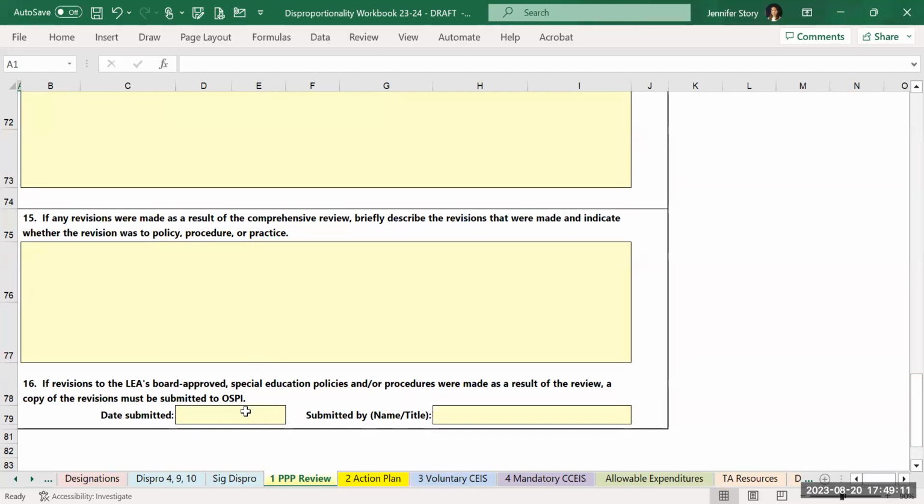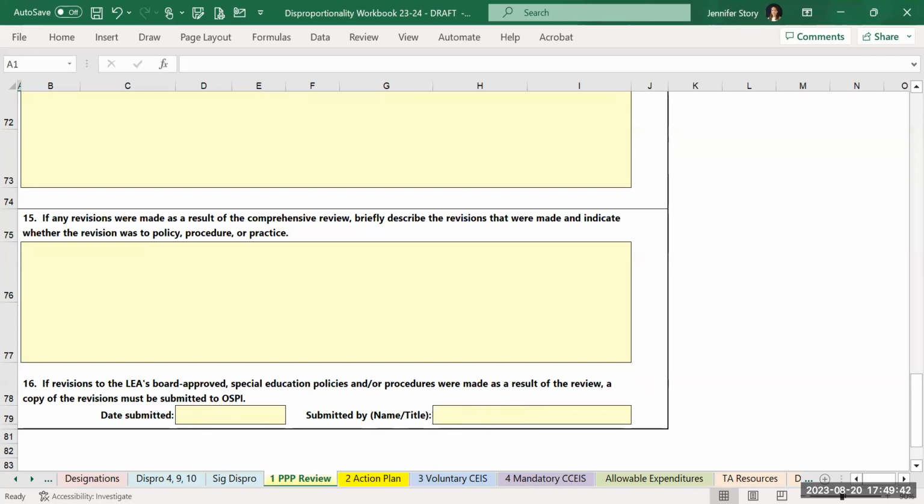And if the revisions were to your board-approved special education policies or procedures. For many districts, if you're using the WASDA numbering system, that would be procedure 2161P. If you made any changes to that specifically as a result of this review, then you need to submit a copy of those to OSPI so that we can have them on file here. So this is to identify the date that those were submitted and the name of the person that submitted.